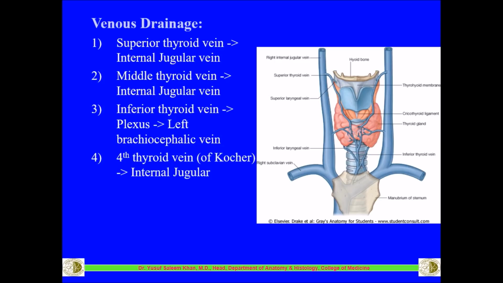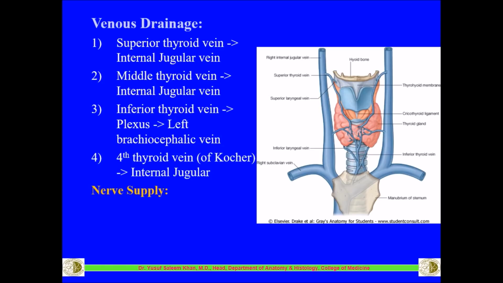Okay, so this will be draining into the internal jugular vein. The vein of Kocher can sometimes drain into the internal jugular vein. This is an additional vein which can be present sometimes.